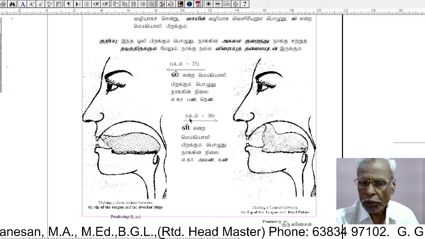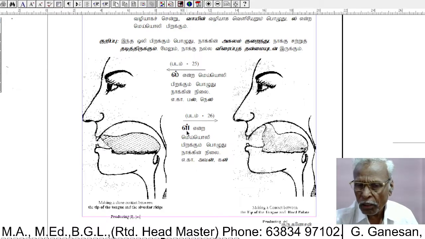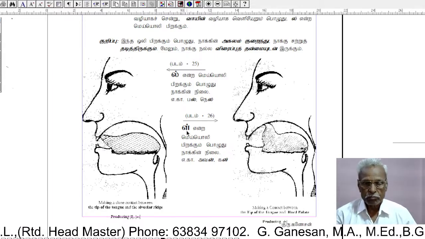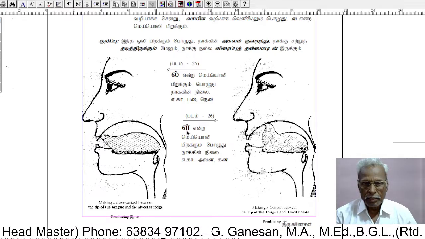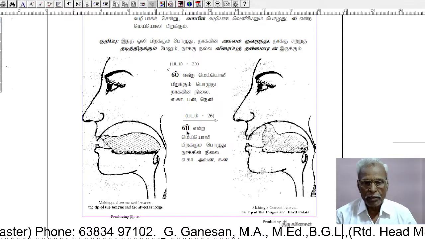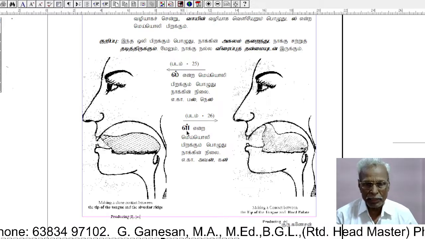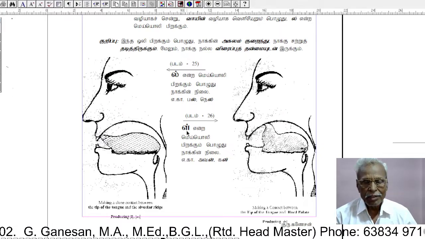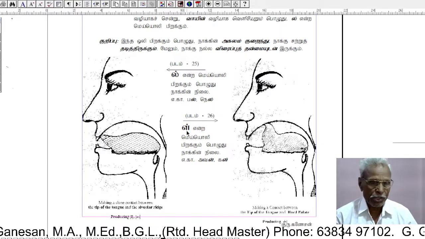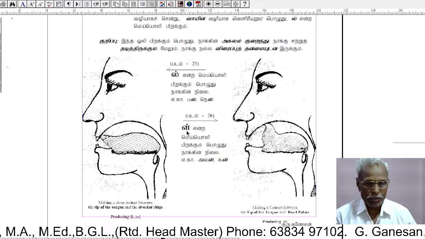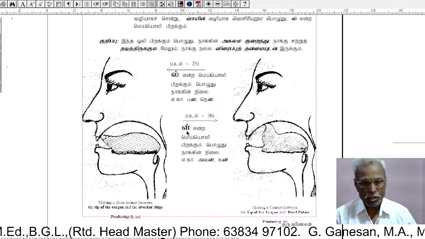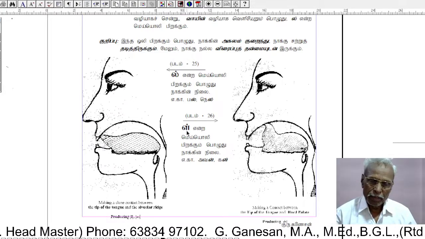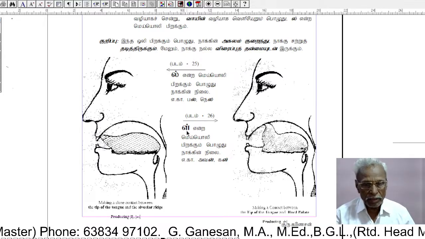So the phoneme ள in Tamil is used mainly to refer to plural. Pen, pengal, பையன் பையன்கள், மாடு மாடுகள். As in English we use s to refer to plurals. Boy, boys; பையன், பையன்கள்; பெண், பெண்கள்; girl, girls.